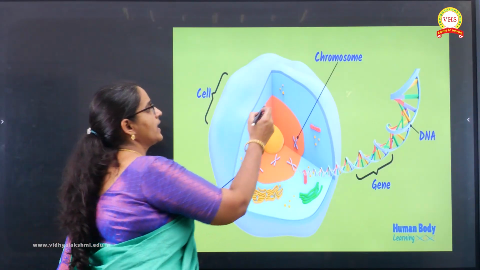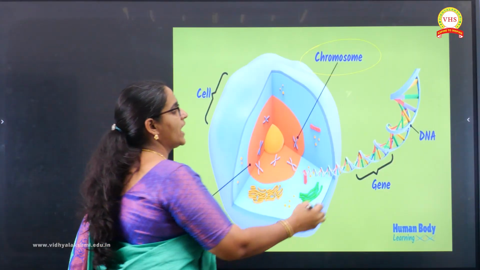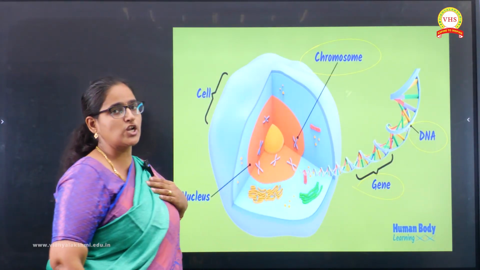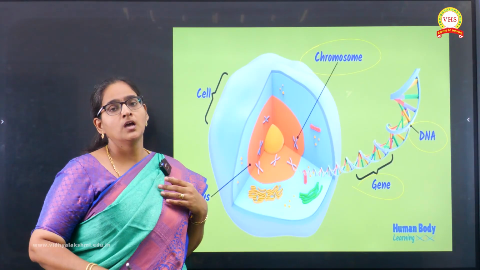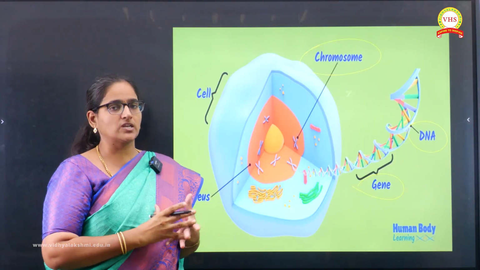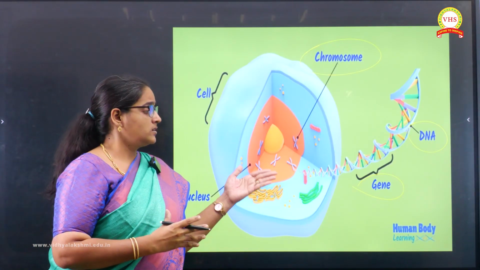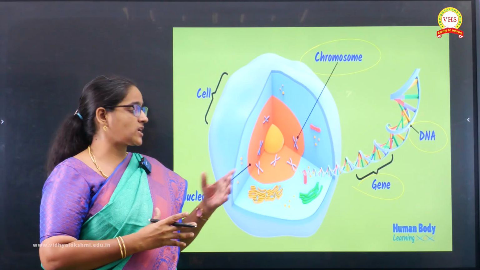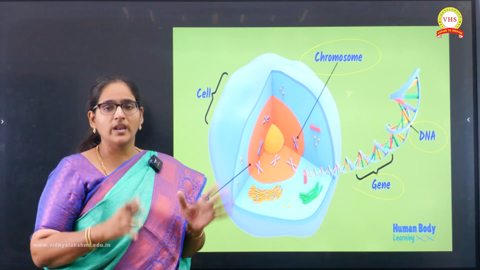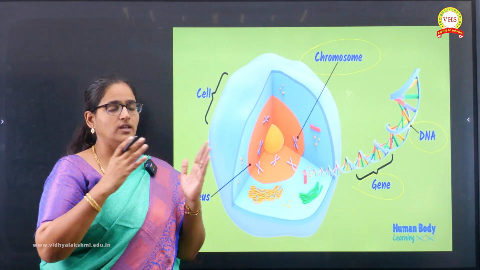This nucleus will have thread-like structures called chromosomes, and within the chromosome we have the nuclear material called DNA, and within the DNA we have the functional portion called the gene. What is the relationship between all these terms? Chromosomes are the structures which contain the DNA, and DNA in turn contains the genetic information in the form of a structural sequence called the gene. These three play a very important role in the transmission of characters from one generation to the next generation.